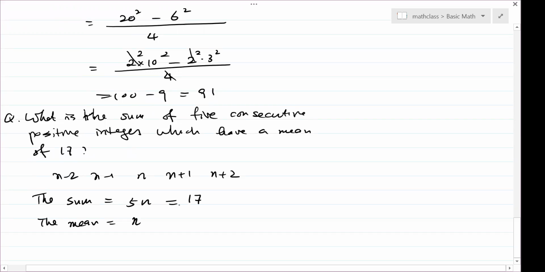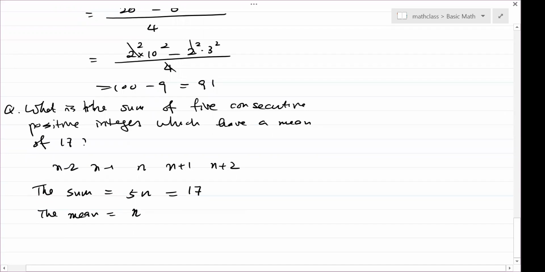Okay, sorry, hold on. The sum is 5n. The sum of the 5 consecutive integers, we don't know that. We know the mean. We have to find the sum. Okay, that's it. So that's why it's 85. So it goes in this direction.